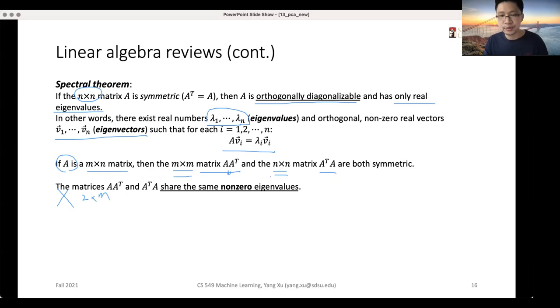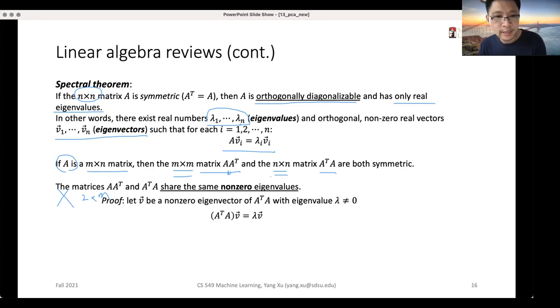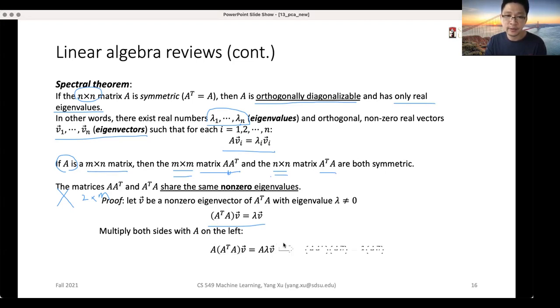And that's actually easy to prove. Say we assume V is a non-zero eigenvector of A transpose times A, then by definition we should have this equation. If we multiply both sides with A, then we have the following. And if we associate A with A transpose, then we would have this one. So these two are eigenvectors as well, and they have the same eigenvalue lambda. This one and this one have the same values. So this is a very useful property.